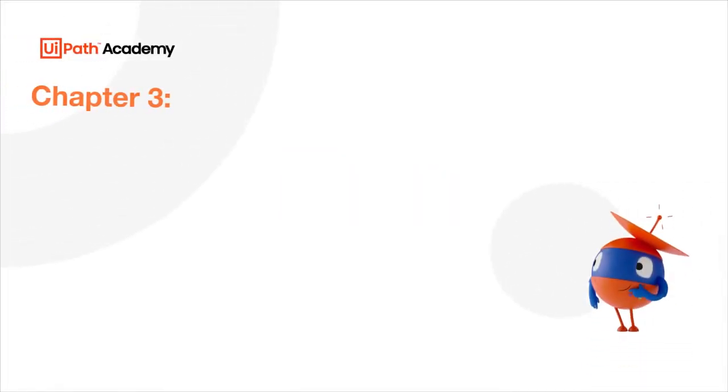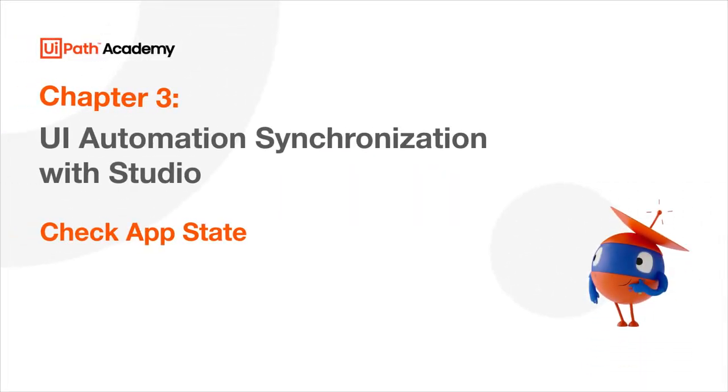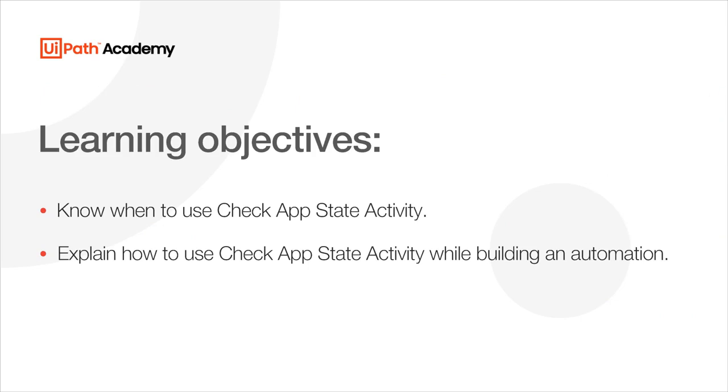Hello and welcome to this demo where we'll learn how to use the Check App State activity while building automation processes. We'll add this functionality to an already built project to check the state of the WI application. Our first step is understanding what the Check App State activity is and why it's necessary.